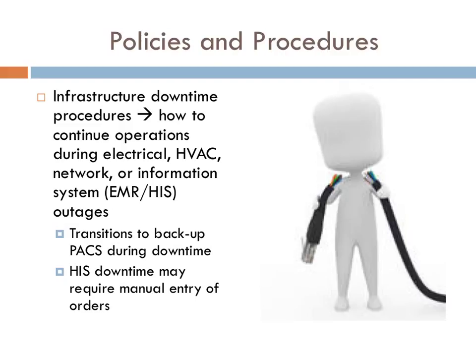There also needs to be infrastructure downtime procedures set in place if a downtime was to occur. This includes procedures that detail how to continue operations during electrical, heating or air conditioning, network, or information system outages like EMR or HIS outages. If something like this does occur, then these procedures will ensure that transition to the backup PACS takes place. Remember, this should be a physical location that does not rely on the same infrastructure as the primary PACS. Specifically, a downtime of the HIS may require procedures to manually enter patient demographics in order to continue to perform new exams.